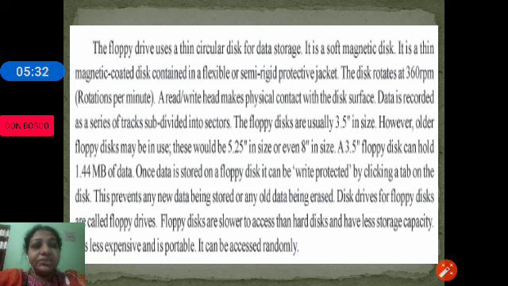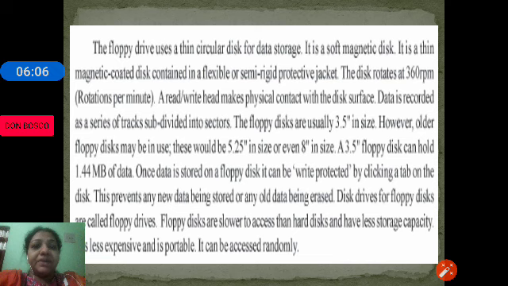Once the data is stored, the floppy can be write protected. There is a button on the floppy disk, using which you can protect the disk and avoid the data being erased. Floppy disks are generally less expensive, but these days they are not used as their storage capacity is very low.